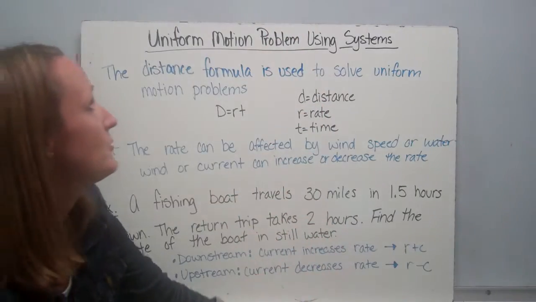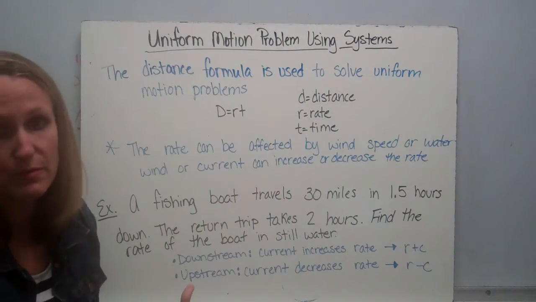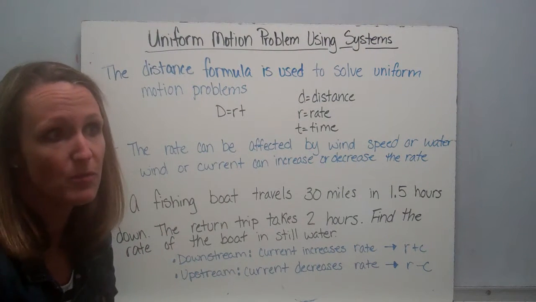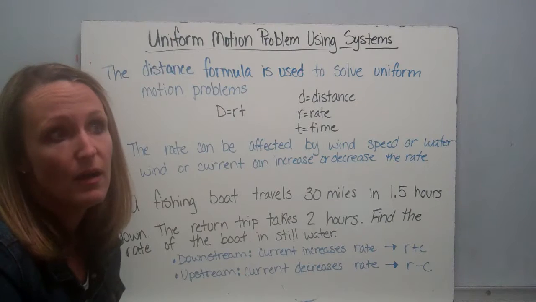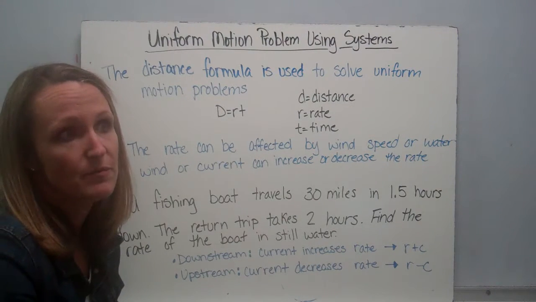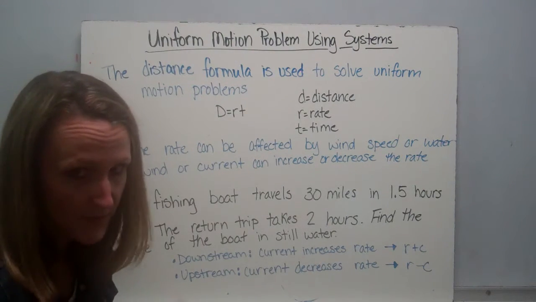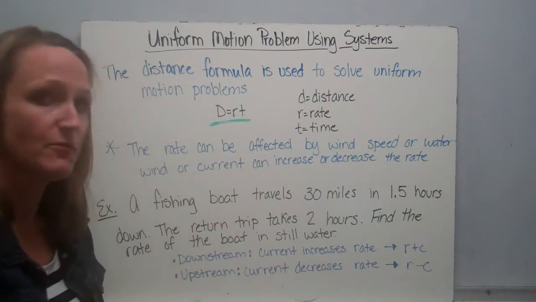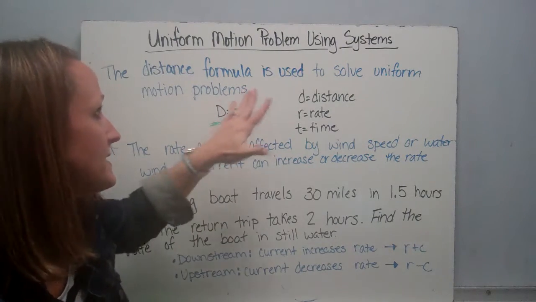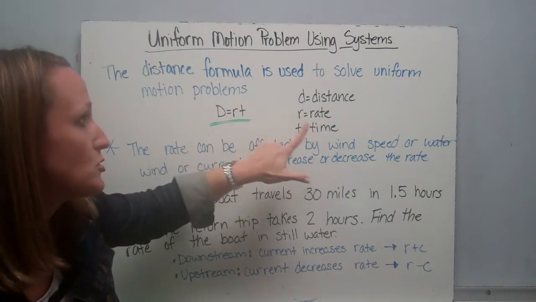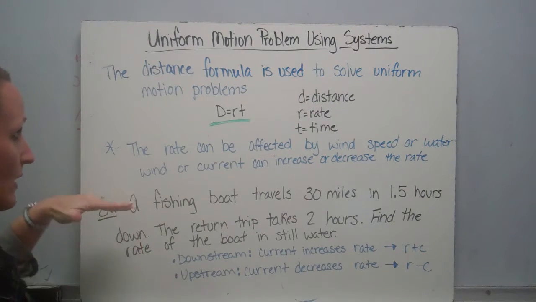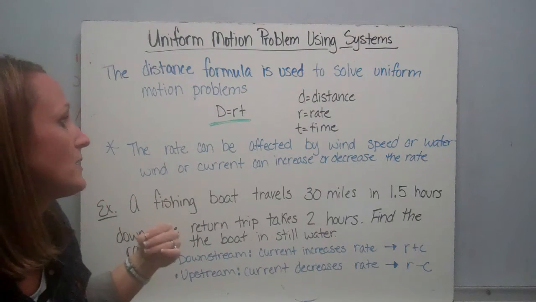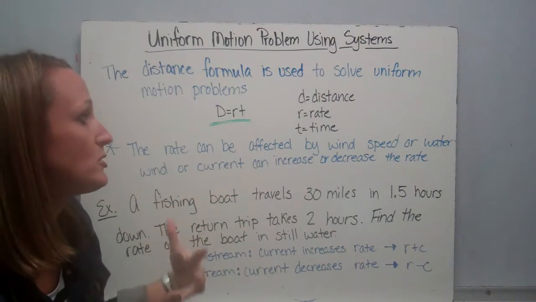Okay, so what if we want to do a uniform motion problem using systems? So let's think about the distance formula. And I know we've talked about distance formula as the square root of x1 minus x2 squared plus y2 minus y1 squared. I'm not talking about that distance formula. I'm talking about this distance formula. More sciencey version, where we say distance equals rate times time, where d equals distance and r equals rate and t equals time. Okay, the rate can be affected by wind, or speed, or water current, and wind or current can increase or decrease the rate.